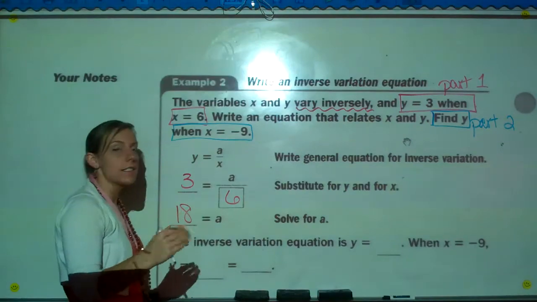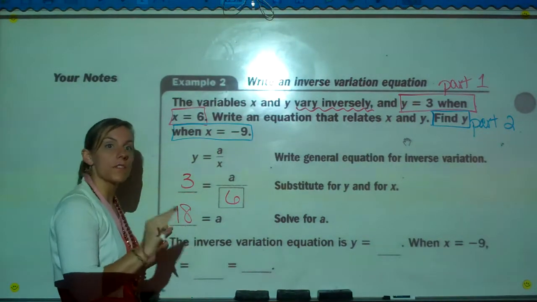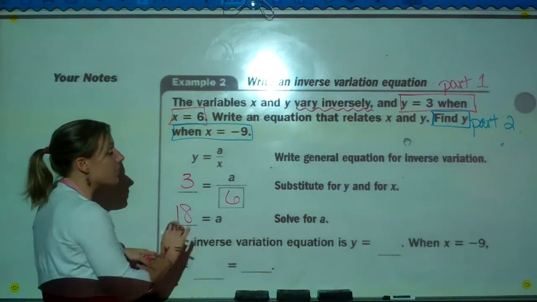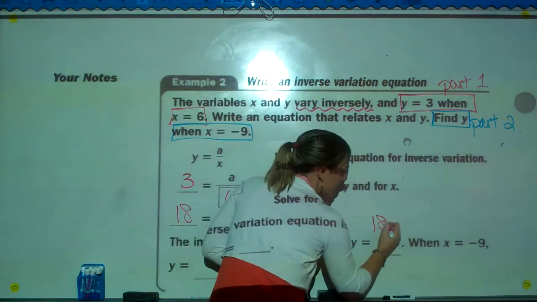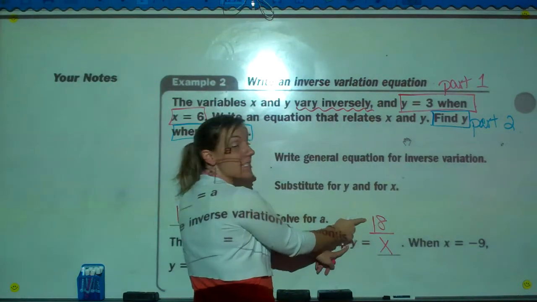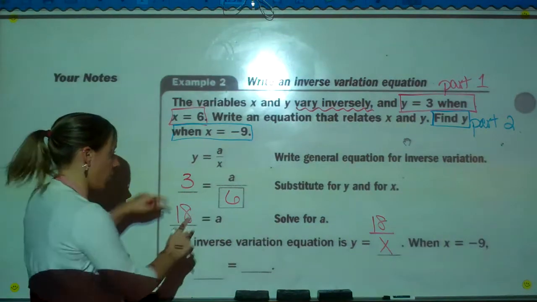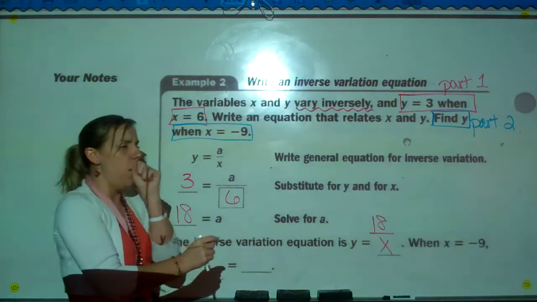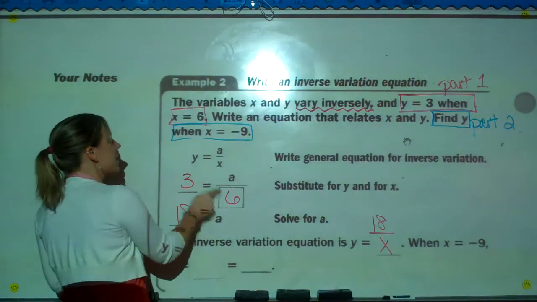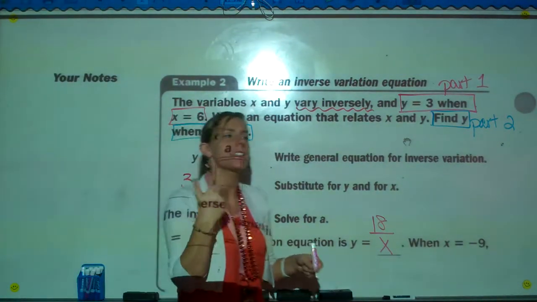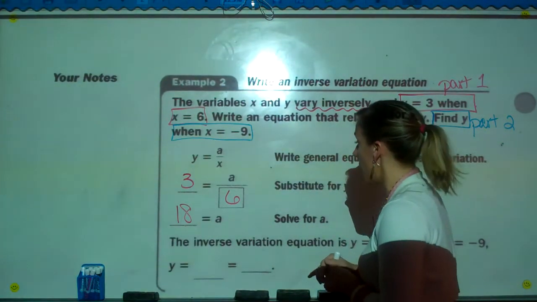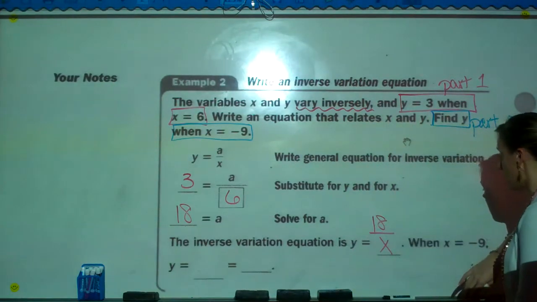And remember, constant means it's not going to change. So it's always going to be 18 in this scenario. So the inverse equation is 18 over x. So x and y can change, but 18 is that constant that we're looking for. And if you notice, all I did was multiply the 6 over to the 3. That's going to be a common practice when we're using inverse formulas. So the inverse equation is 18 over x.